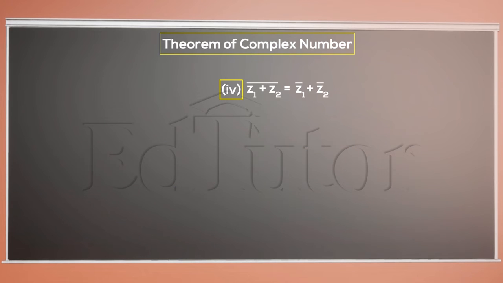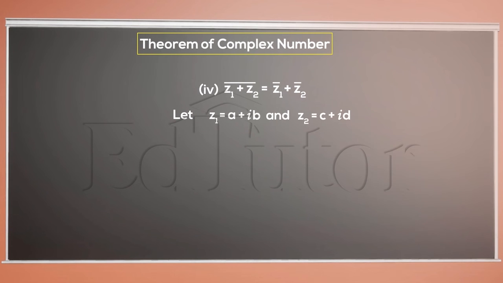Now, how about number 4? It says either you find the conjugate first and then sum up the complex numbers, or you find the conjugate after summing up the numbers. The result will be the same. By now you must be getting a hang of this. So the notation hopefully won't seem so scary.